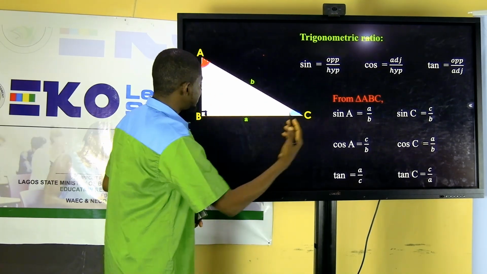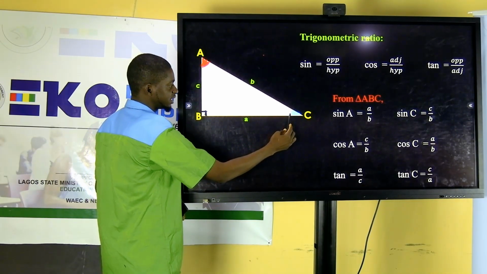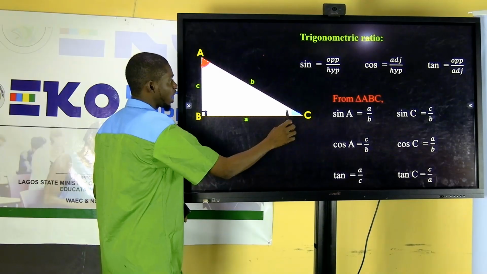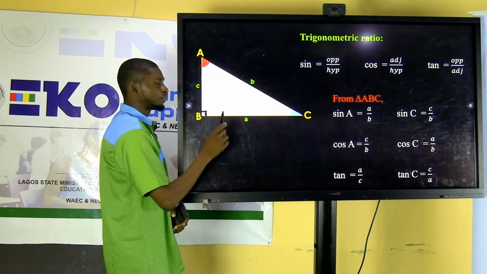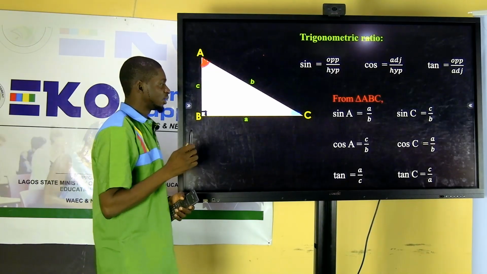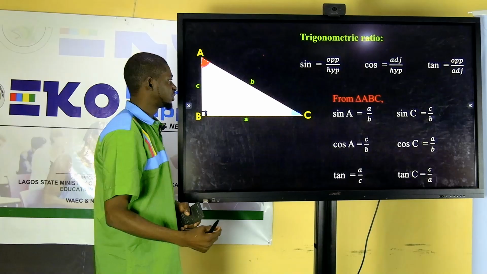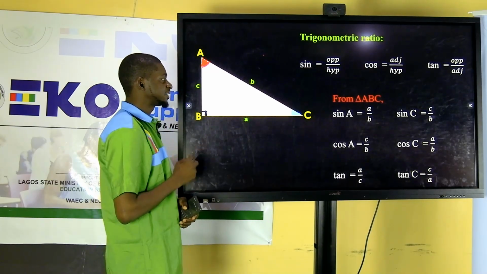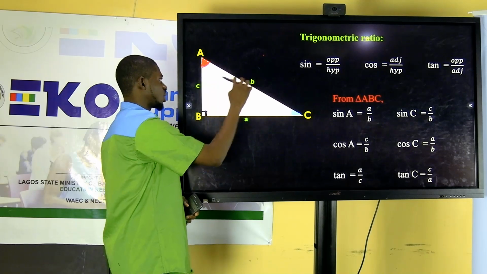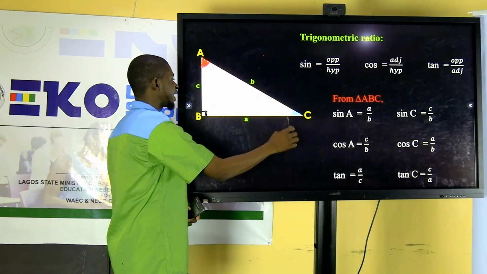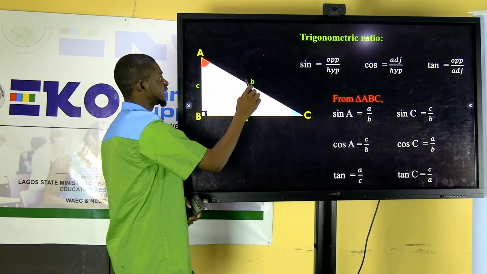For A, now if you are looking at it from C, if C is our angle of reference, then side C takes the place of opposite, while side A takes the place of adjacent. So for sine C, which is opposite to hypotenuse, that means sine C will be side C over side B.